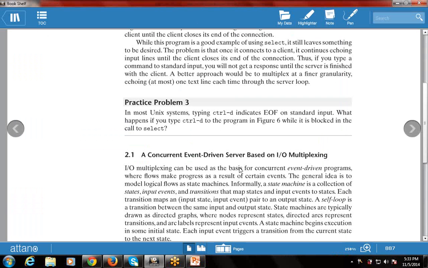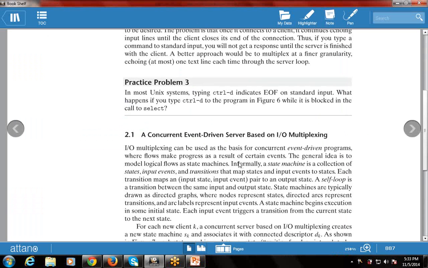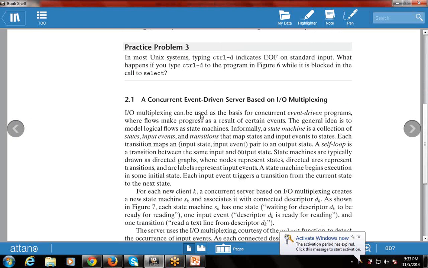Now there is a concurrent event-driven server based on input output multiplexing. Input output multiplexing can be used as the basis for concurrent event-driven programs, where flows make progress as a result of certain events. The general idea is to model the logical flows as a state machine. Informally, a state machine is a collection of states.